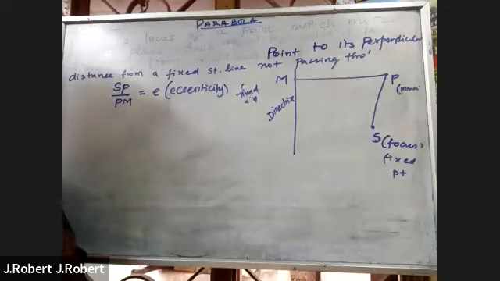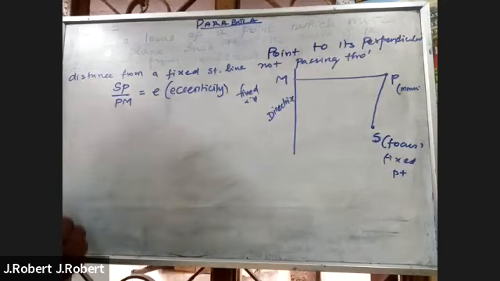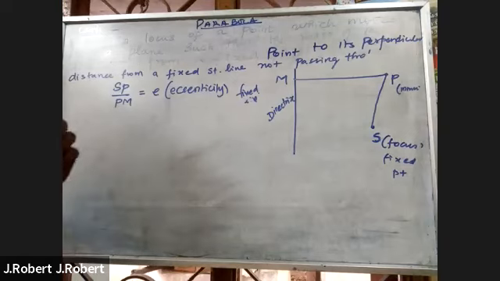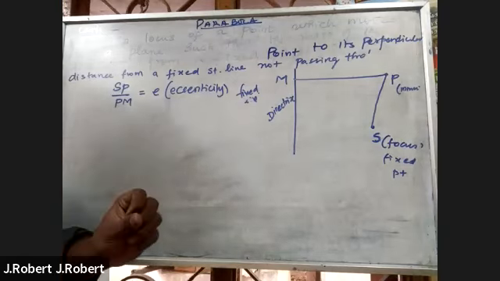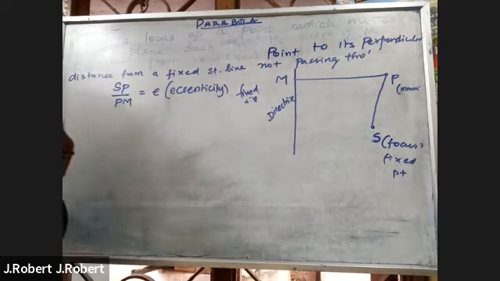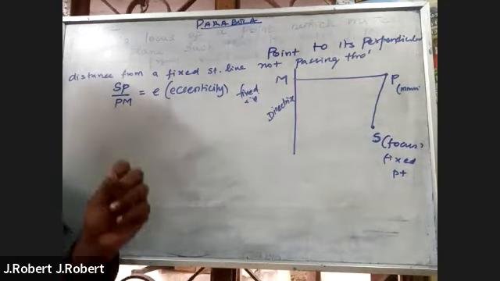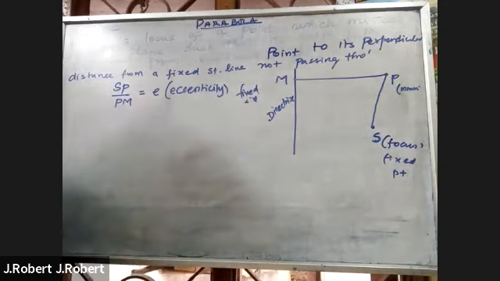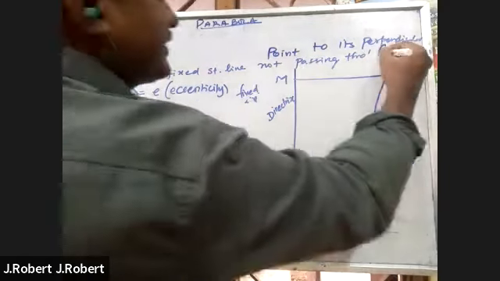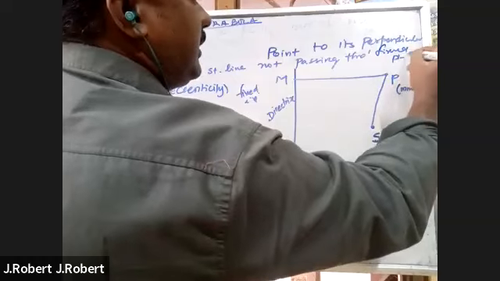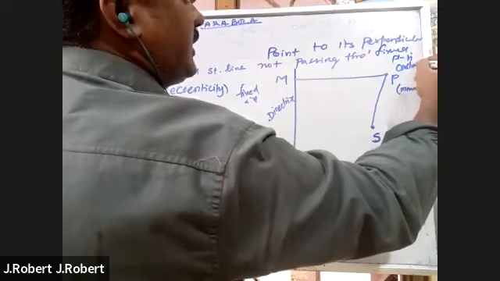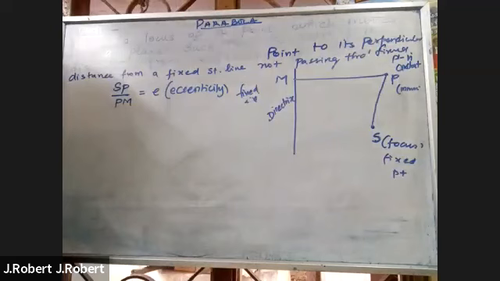You must know what is a fixed line, what is a moving point, and what is a fixed point. Now, how can I define it? The locus of a point which moves in a plane such that the ratio of the distance from a fixed point to its perpendicular distance from a fixed straight line, not passing through the fixed point, is a constant. This is called the definition for any conic.